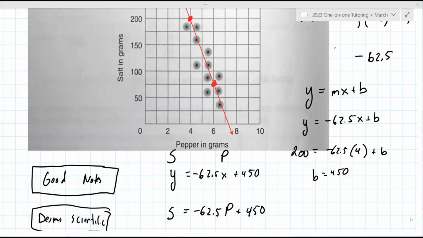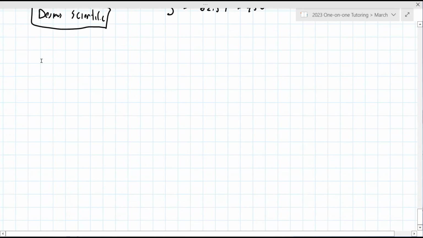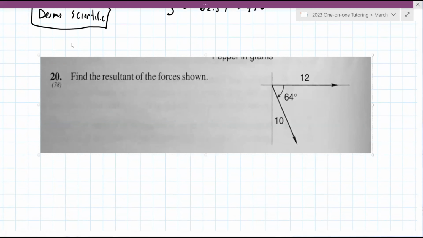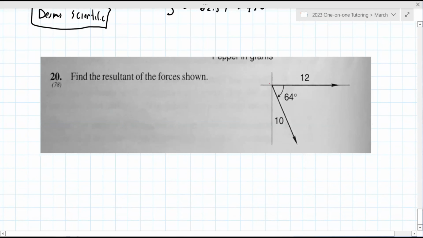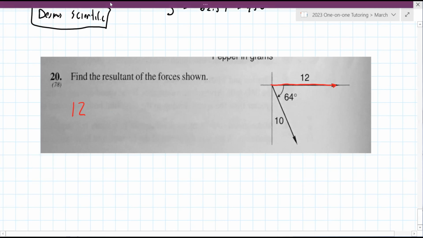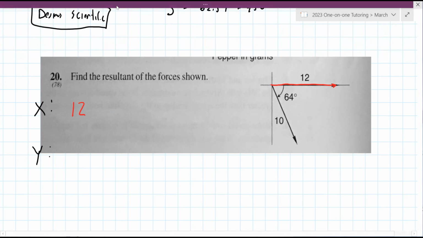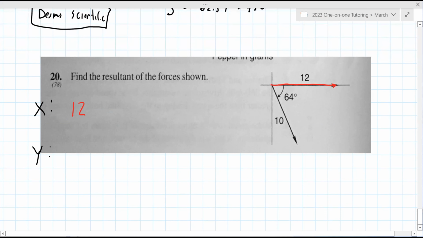All right, resultant force. So force 1 is this red one going completely to the right. So the force 1 is 12 in the x direction. Y is a little bit more complicated. It's got both an x and a y component.